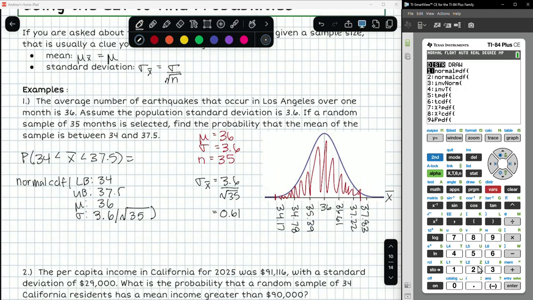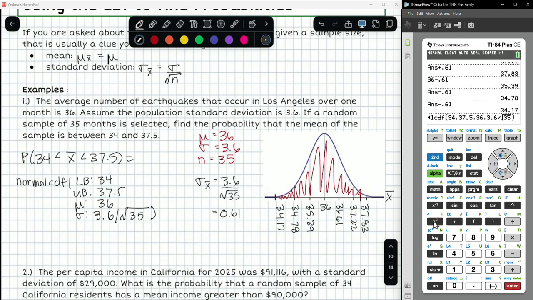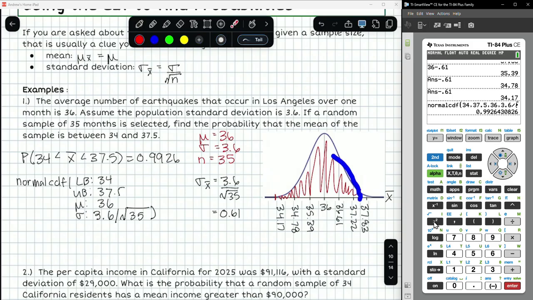So second VARS is option 2, and we get 0.9926, which makes absolute sense given how much of the curve we shaded. We shaded almost all of it except that little itty bitty bit out there.